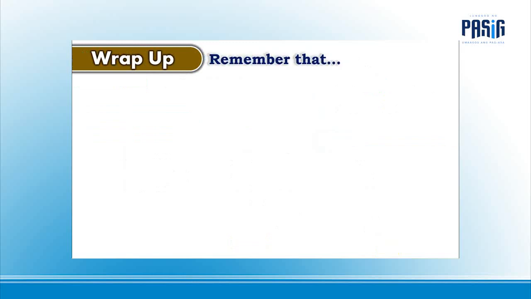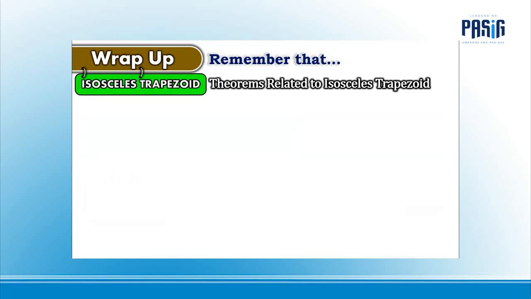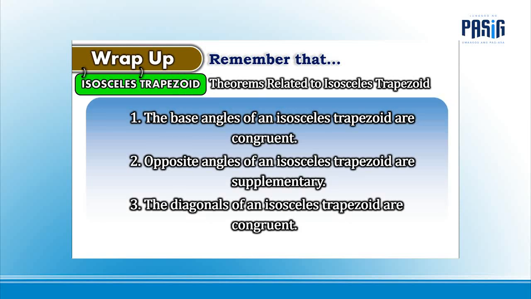Now, let's wrap up what we discussed today. Remember that in a trapezoid, the median or mid-segment is always parallel to each of the bases and its length is half the sum of the lengths of the two bases. In terms of isosceles trapezoid, these are the theorems related to it. The base angles of an isosceles trapezoid are congruent. Opposite angles of an isosceles trapezoid are supplementary. Diagonals of an isosceles trapezoid are congruent.